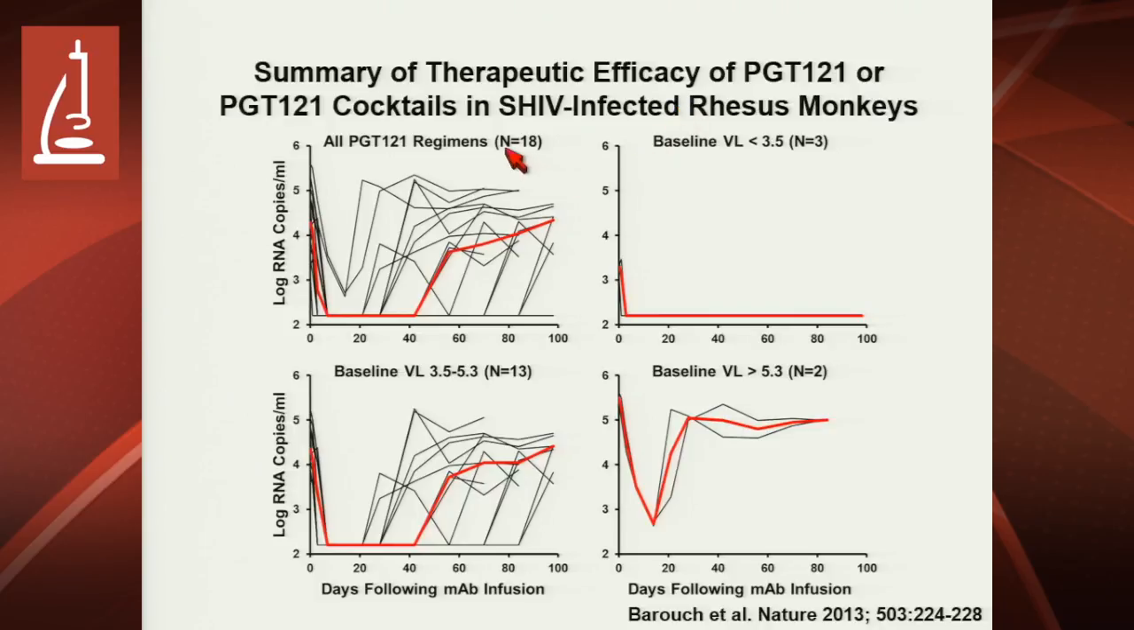And in a group of 18 animals, there was a very classic response. A few animals that had very low-level viremia had immediate suppression and actually didn't rebound. But most animals that had starting viral loads between 3.5 and 5.5 logs had a suppression of virus by up to 3 logs within about a week, and then maintained undetectable virus for a period of time until antibody titers drifted to below about 1 microgram per ml, and then had a very classic viral rebound pattern.